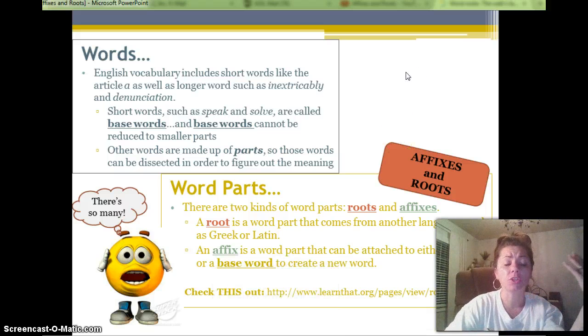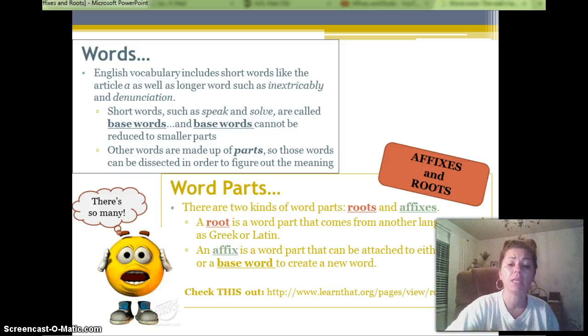So what we have are two types of word parts. We have what are called roots and we have what are called affixes. A root is a word part that comes from another language such as Greek or Latin. An affix, on the other hand, is a word part that can be attached to either a root or a base word to create a new word. And those affixes can be added at either the beginning or end of a word. So that's how we wind up with these super long words, okay?